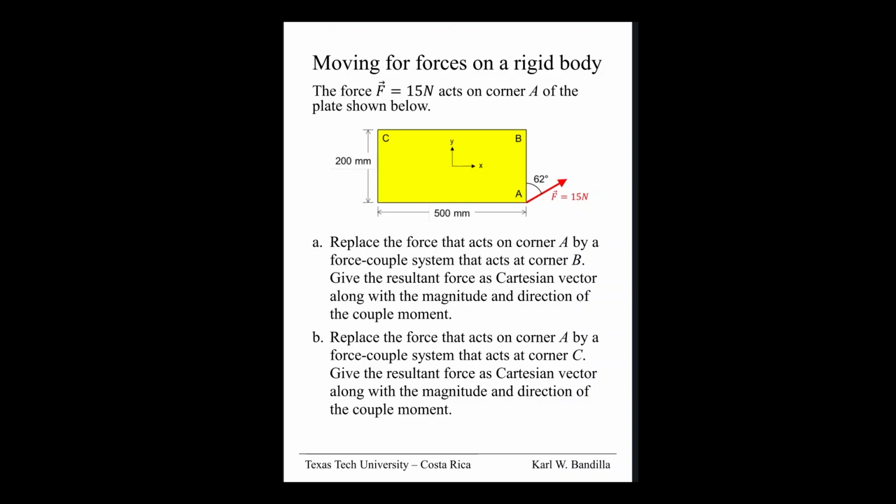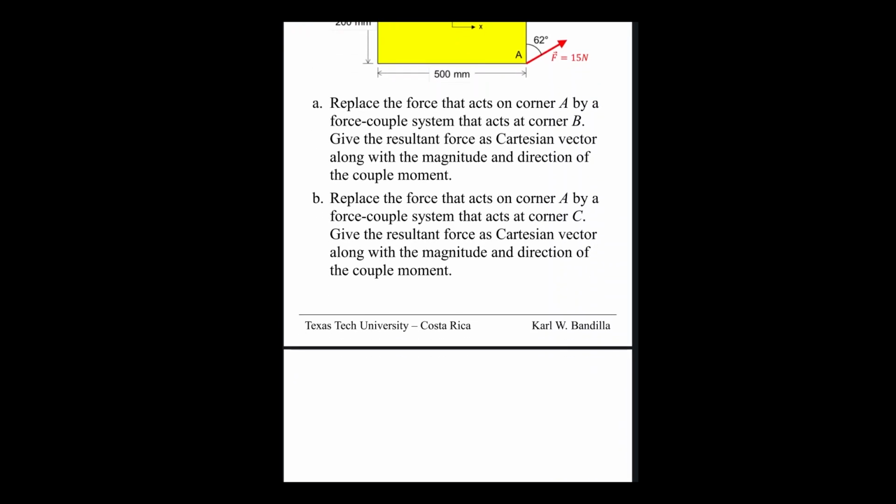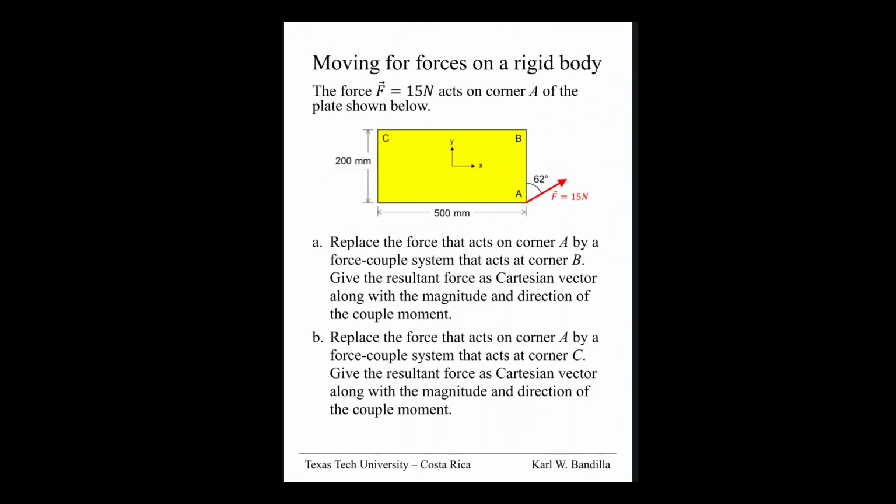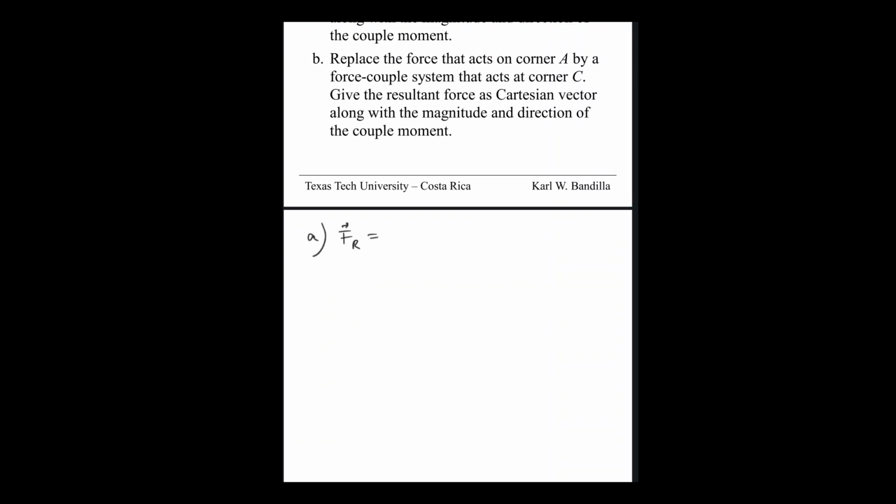All right, now how do we do that? We're supposed to give the resultant force as a Cartesian vector. Okay, let's get started. We know that FR is the sum of all forces. The only force acting here is F, so FR is going to be equal to F, which means we have to write F as a Cartesian vector.